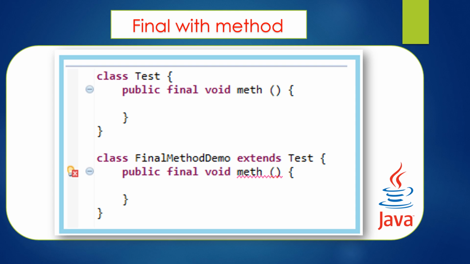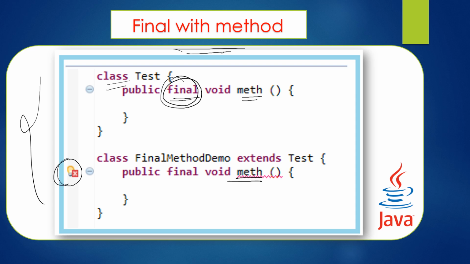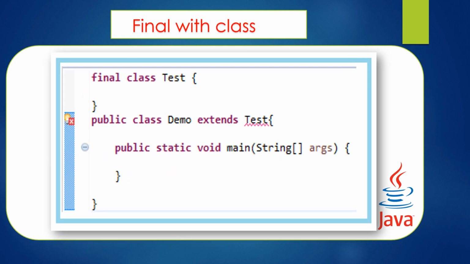If I talk about final with a method, in this code snippet we can see that in class Test we have a method which is final, and if I try to override that method it cannot be overridden due to this final keyword. So we cannot override this method in this final method demo class. Likewise, if we use final with a class, we can see in this code snippet that the class cannot be extended, because we have made this Test class final, so it is showing us an error because the class cannot be extended or inherited due to the use of this final keyword.